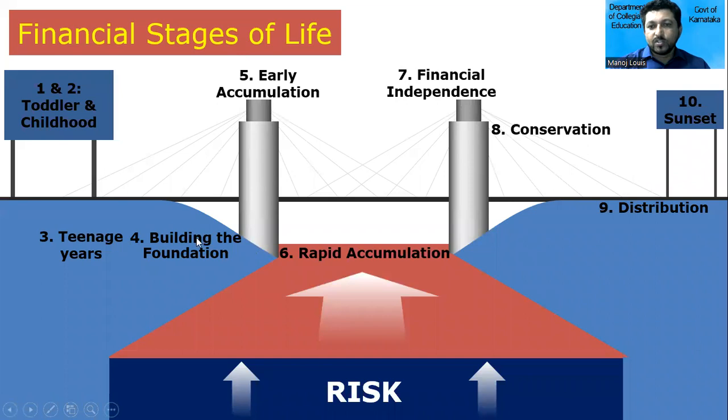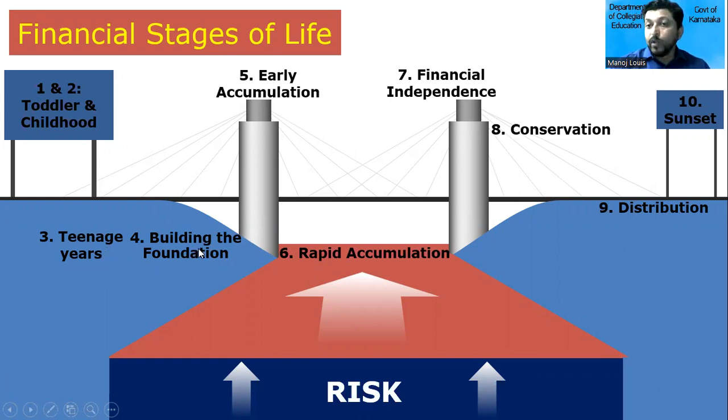So financial stages of life, we can classify into 10 categories. The first and the second stage is your toddler and childhood stage. We don't think about investments, we don't think about savings. Possibly the parents can look at it at that time. Then teenage years are all excitement, say from 13 years to 19 years. You do a lot of things.